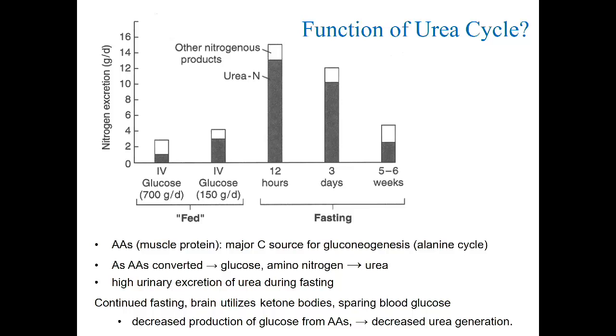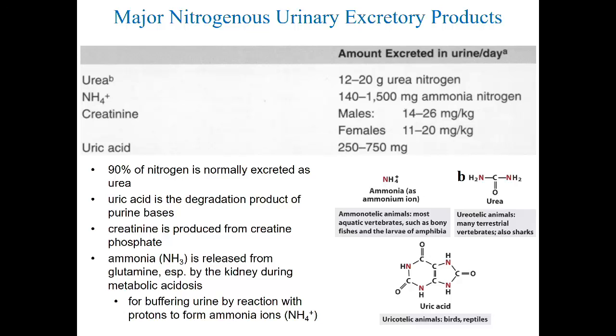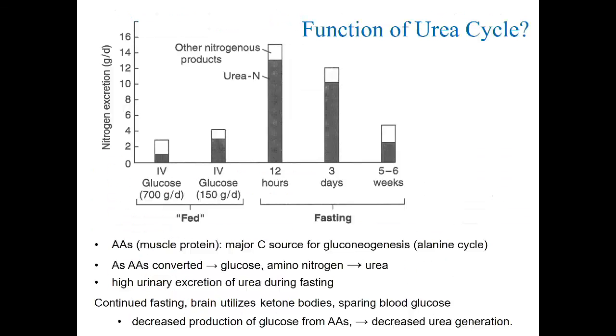On the y-axis, what do we see? Nitrogen excretions, grams per day. What's that nitrogen as? Let's go back one slide. Ammonia, some urea, or some uric acid. So what's happening in this graph?